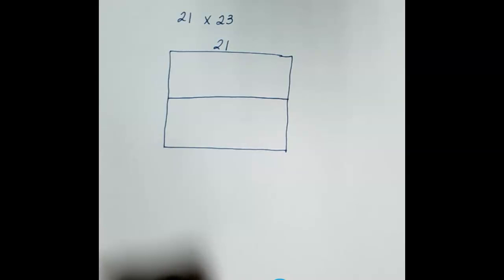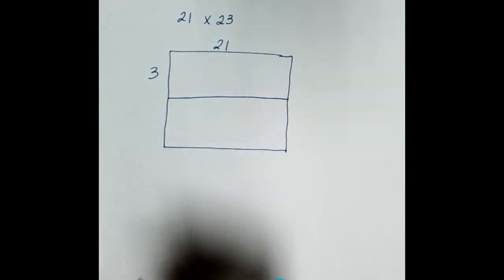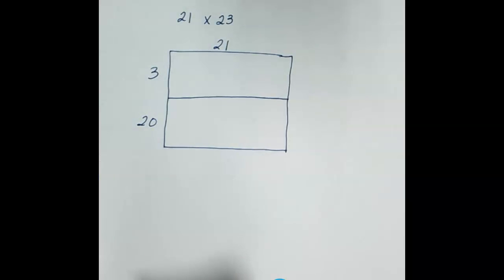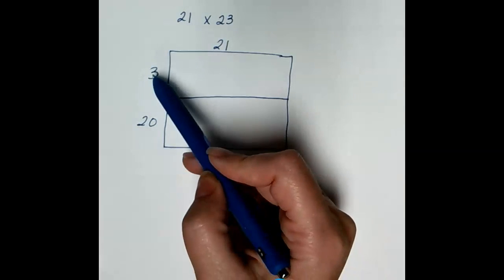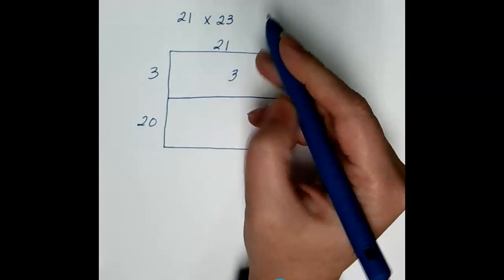And I'm going to break down 23 into the two place values. I have a 3 in my ones place and 20, or 2 in the tens place. 2 tens is 20. So now I can do the same multiplication that I've been doing before and put them in the boxes. 3 times 1 is 3, and 3 times 2 is 6.